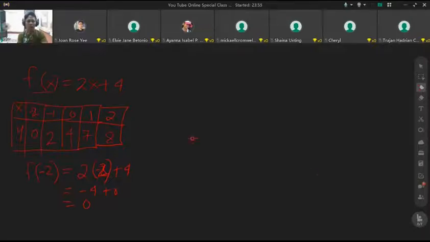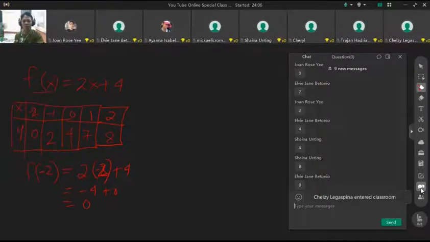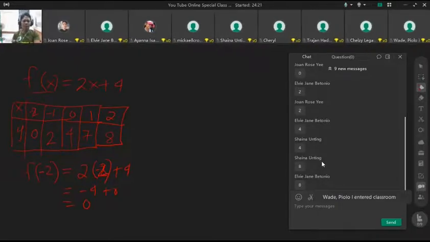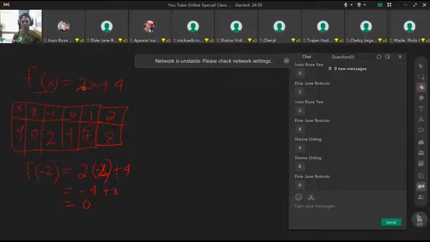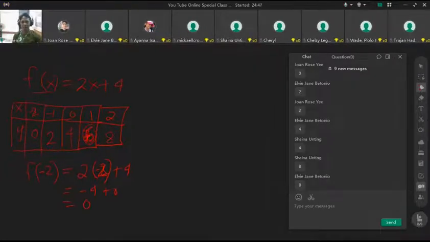Do you have questions? Some of you have answers in the chat box. Okay, what value of x is that 0? What value of x is that 2? Chelsea, you have 7 as the value of y. We have 2 times 1 equals 2 plus 4. This is wrong. This is supposed to be 6. My answer was wrong.